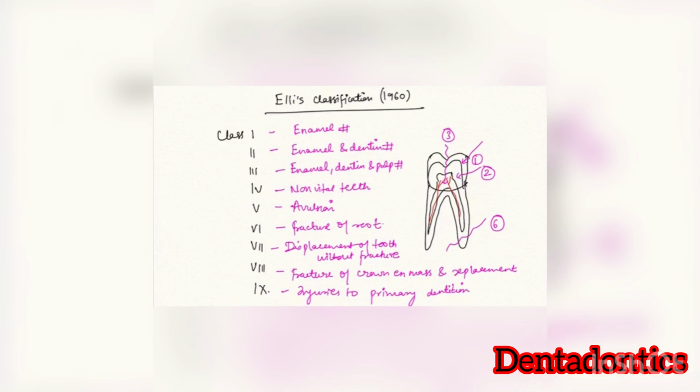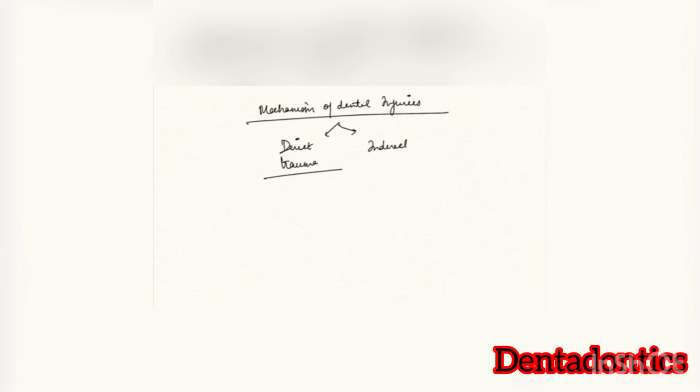So coming to the mechanism of the dental injuries, as we know, the dental injuries are very common. So the injuries can be because of the direct trauma, direct impact on the tooth, and indirect trauma, where the trauma is on an indirect object, like the trauma in the mandible leads to the clenching of the mandible on the maxillary teeth, leads to the trauma in maxillary teeth. So it is a type of indirect trauma.